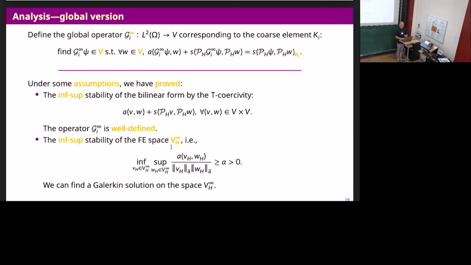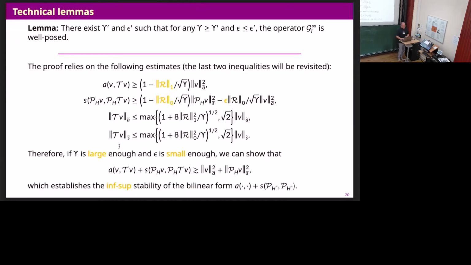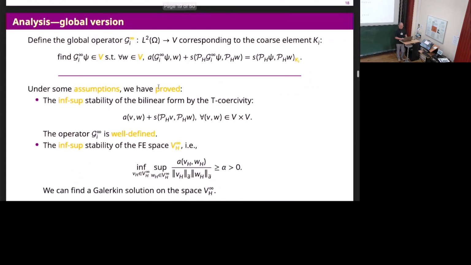And in order to solve the original problem, we also need some type of inf-sup stability for this space V infinity. Okay? Again, this makes sure that if we use this function to solve the original PDE, we get some well-posedness. So again, of course, here we want to say that this problem is well posed.